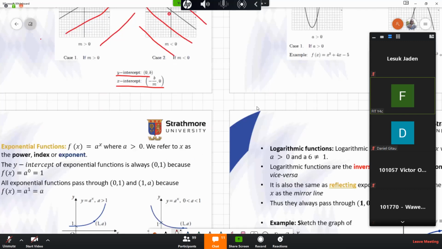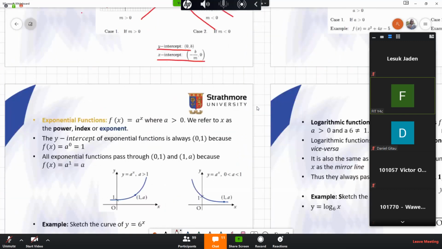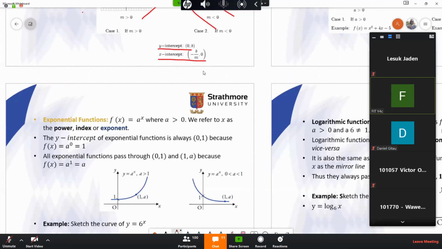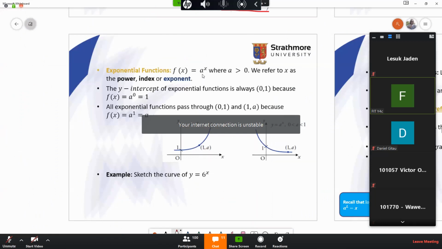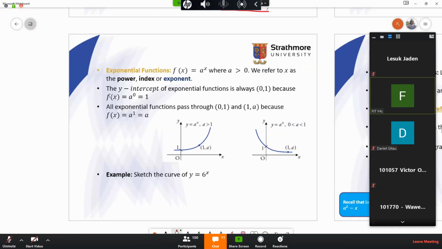Exponential functions are more interesting because they look like these. So for the exponential function, you have a base and an index or power. The base is a constant, the power is a variable. So the y-intercept of all exponential functions is always (0, 1). Okay, it will always cut the y-axis at point 1 for all exponential functions.